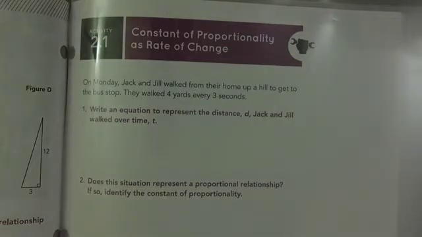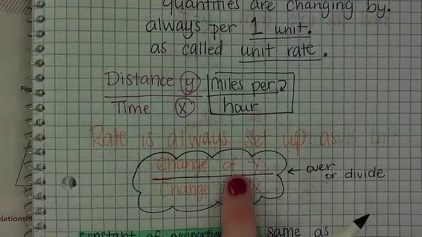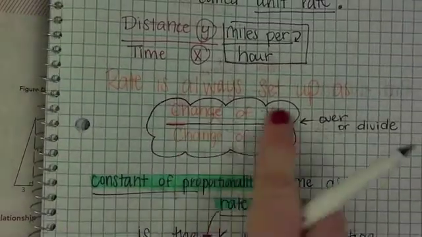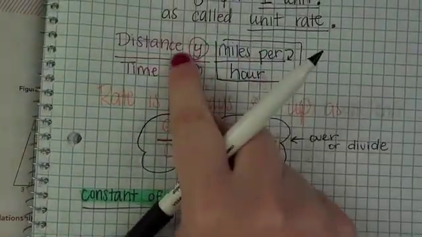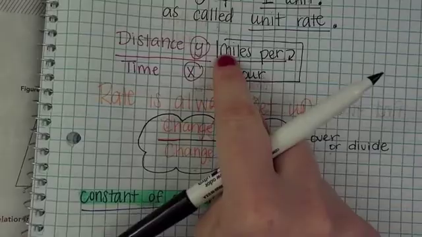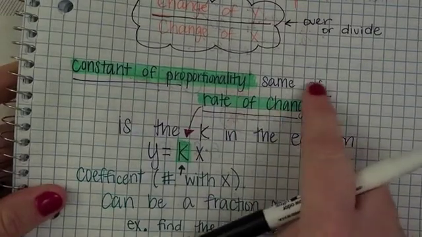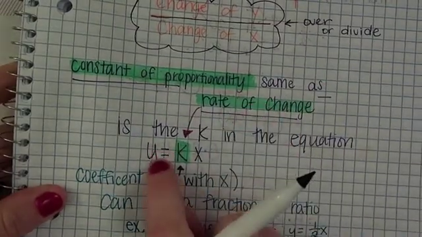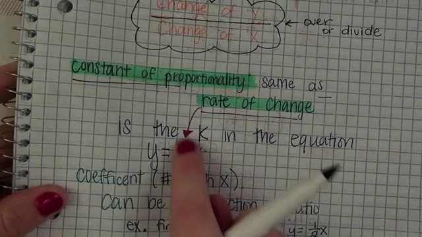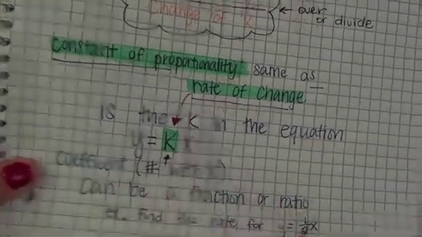So remember, let me get my notebook out and turn to the page that we need. So remember, this is how we set it up. It's distance over time. So we're going to set up our unit rate so that we can get our equation, because remember, the constant of proportionality is the same as the rate of change. So we're going to do y equals the rate, or the number with x, is our rate.